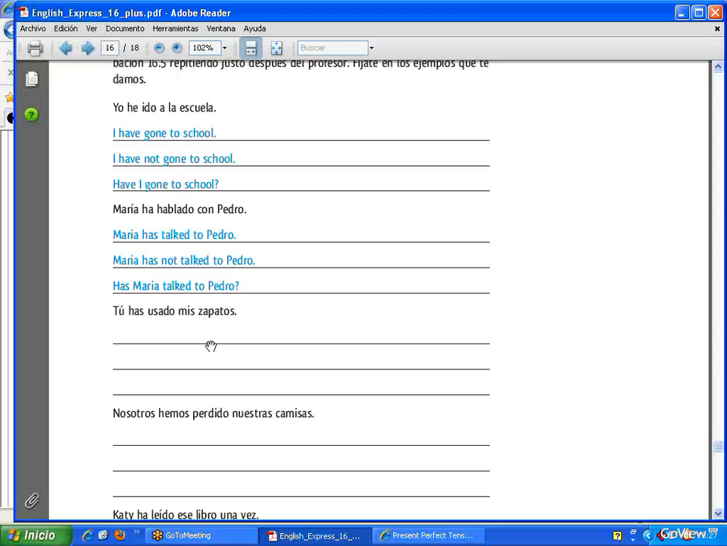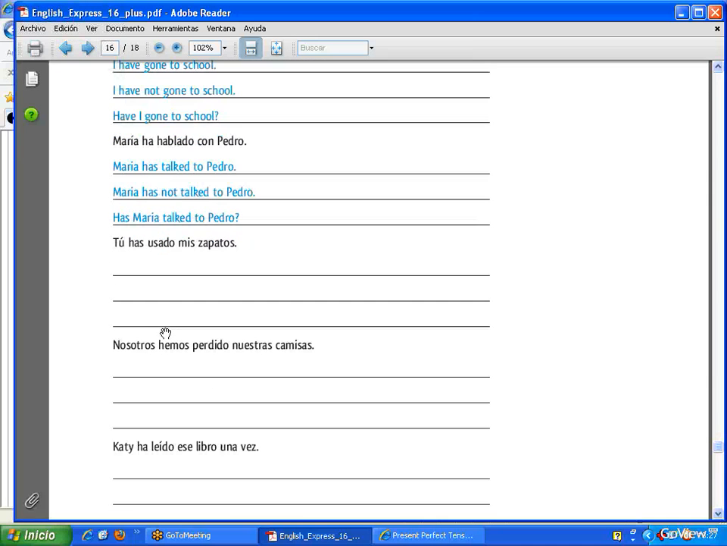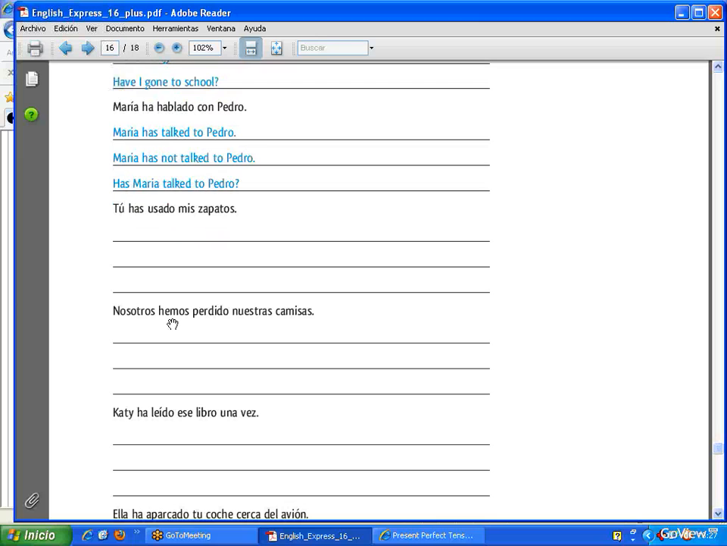Okay? Okay, this one. Nosotros hemos perdido nuestras camisas. Okay? We have lost our shirts, for example. We have lost our shirts. Okay? And then you're going to make a negative. We have not lost our shirts. And question, have we? Have we lost our shirts? Okay?